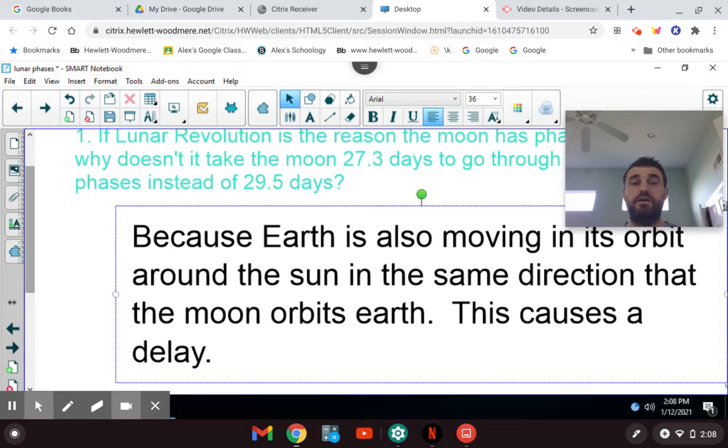All right. So if Earth never moved, if Earth just had day and night, let's say, like just rotated and didn't revolve around the sun, then the numbers would be the same. Okay. But since the Earth goes around the sun in the same direction, there's a slight delay. Okay. All right.